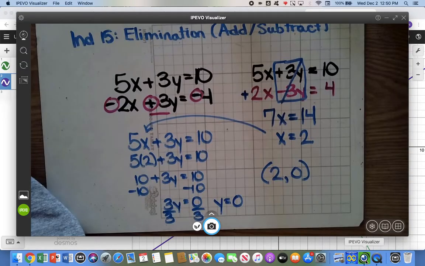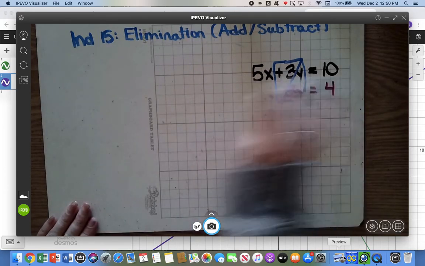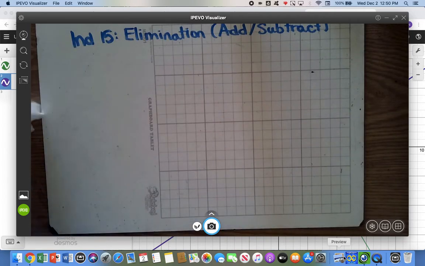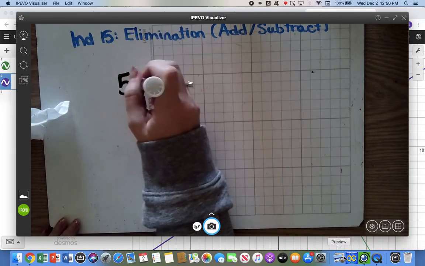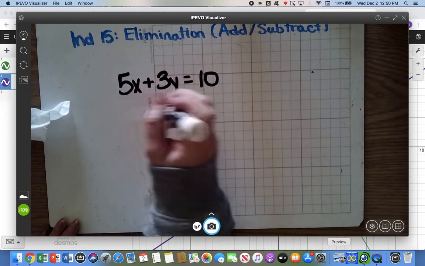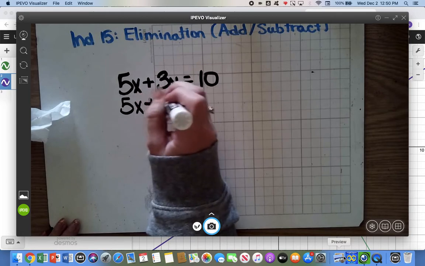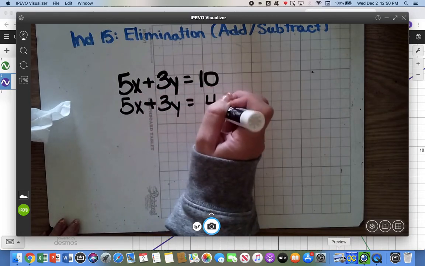So I have a couple more to show you guys, and then we will be done for today. All right, so the first one I've got on this one is 5x plus 3y equals 10, and 5x plus 3y equals 4.